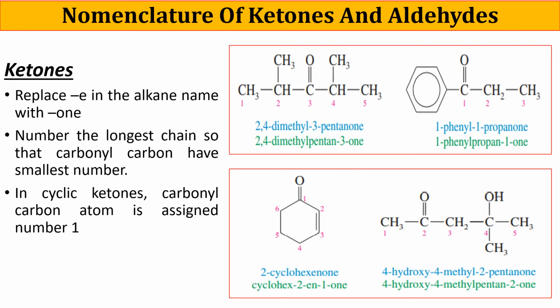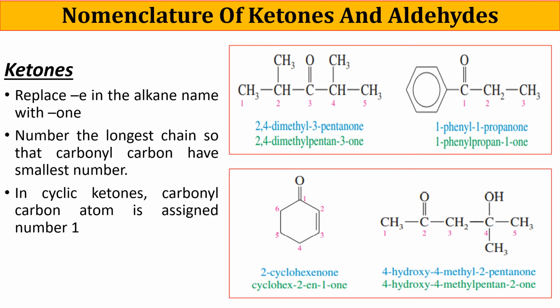Nomenclature of ketones and aldehydes. First, let's look at ketones. IUPAC names. Systematic names for ketones are derived by replacing the final E in alkane with -one. The alkane becomes alkanone. In open chain ketones, we number the longest chain that includes the carbonyl carbon from the end closest to the carbonyl group, and we indicate the position of the carbonyl group by a number. In cyclic ketones, the carbonyl carbon atom is assigned number 1.